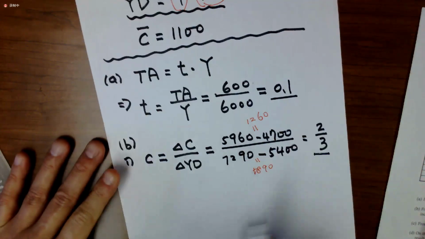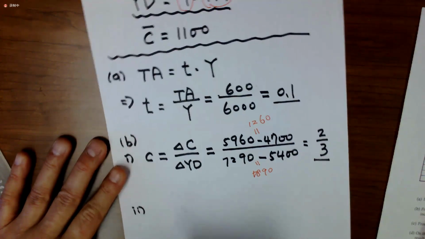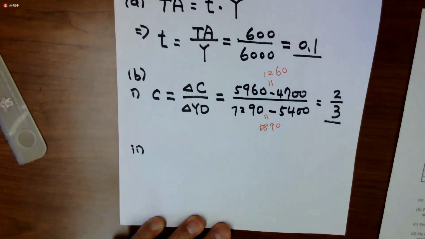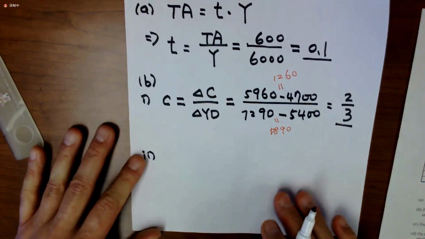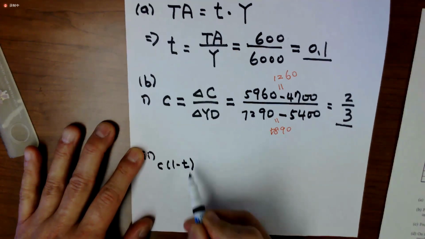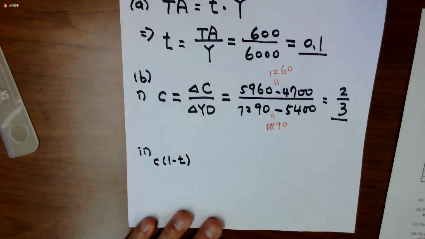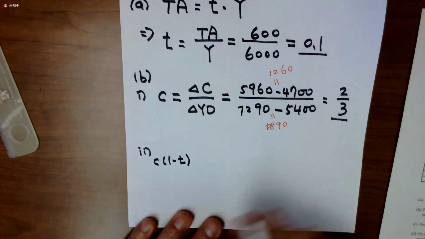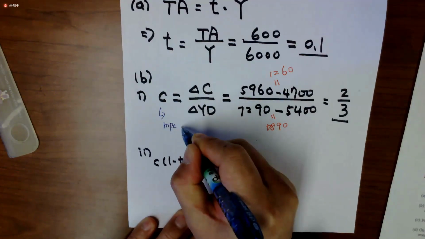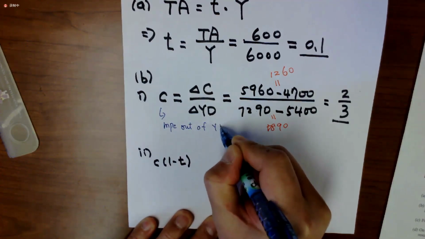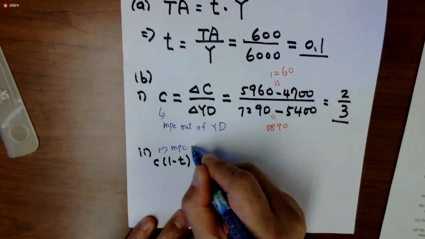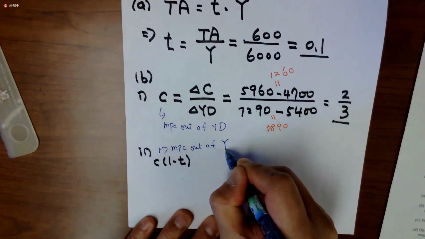All right. Next. What is my MPC out of total income? The notation is c times 1 minus T. That is my MPC out of total income. So little c is MPC out of disposable income. c times 1 minus T is MPC out of total income.